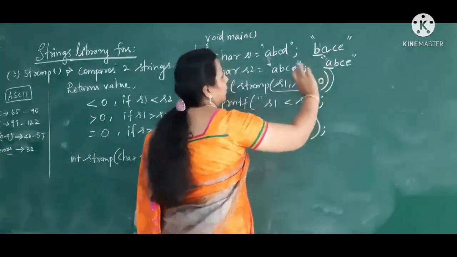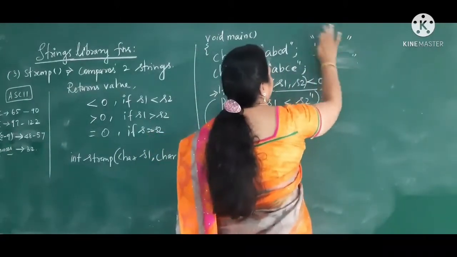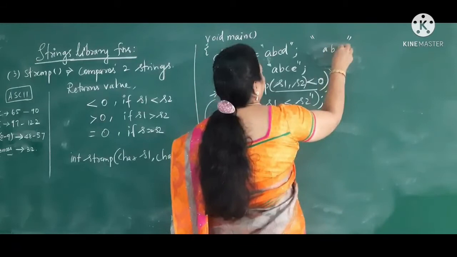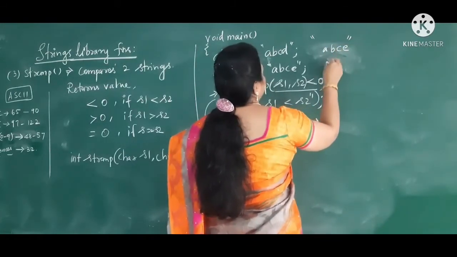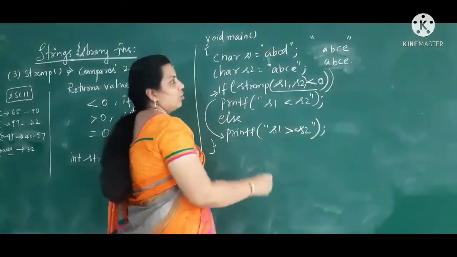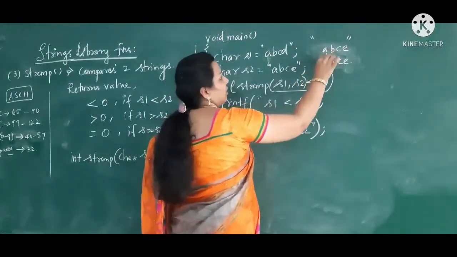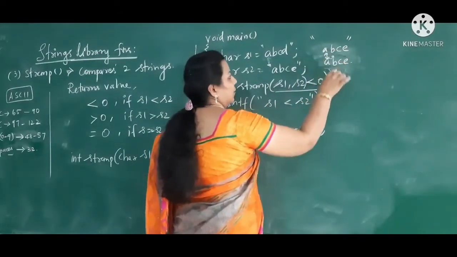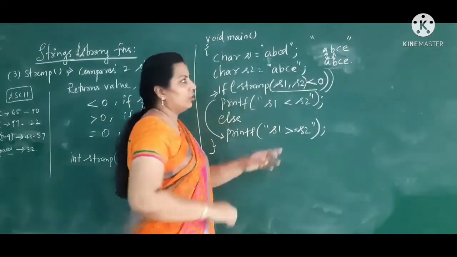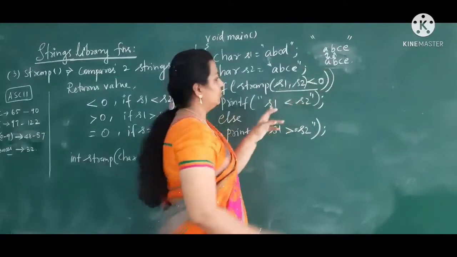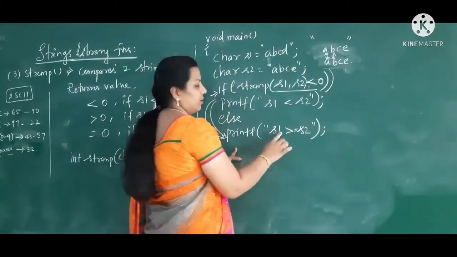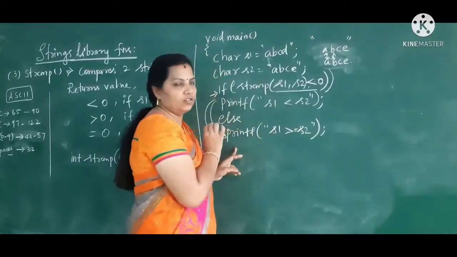Now say for example, if I am having the string ABCE and the other one was also ABCE, right? So what happens? Both the strings are equal. So it checks the i plus 1 character, and those are also equal. So when you compare both the strings, they are equal. So what happens? It is not less than 0. Again it executes the else part. So S1 is greater than or equal to S2.